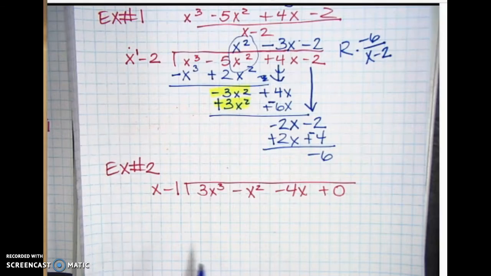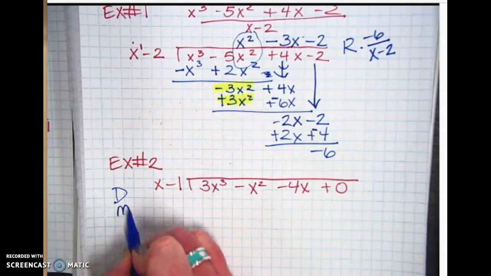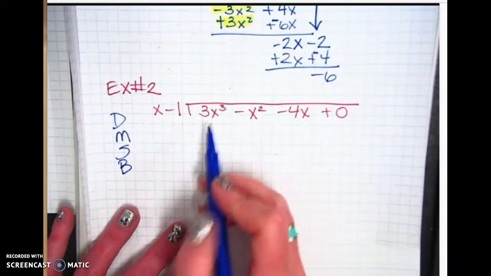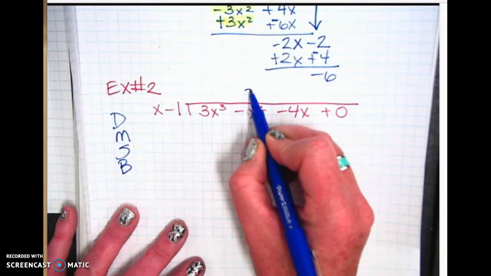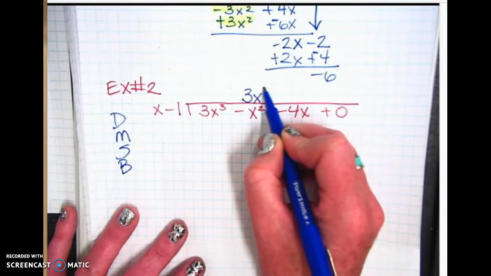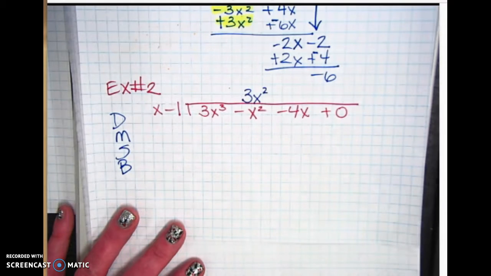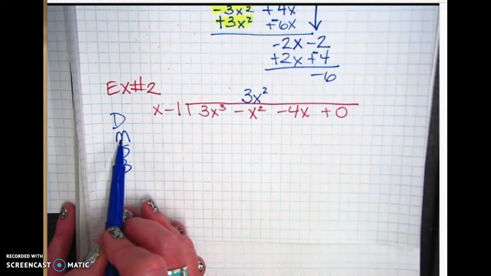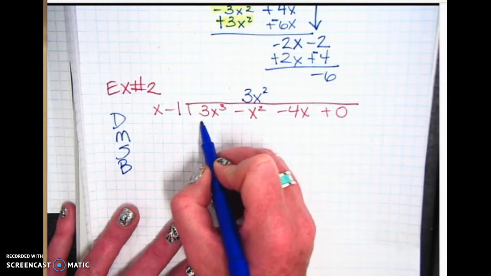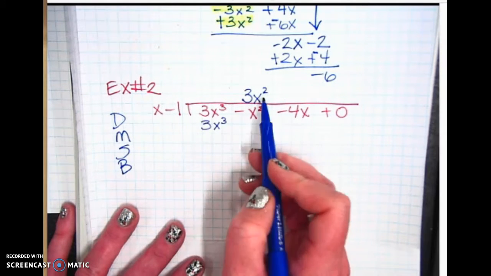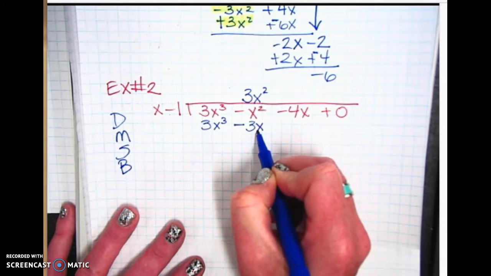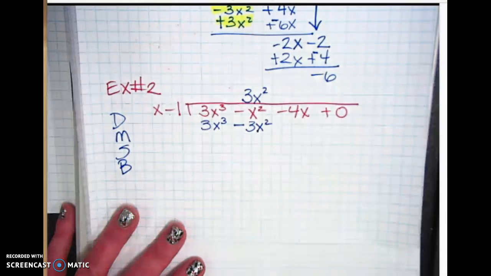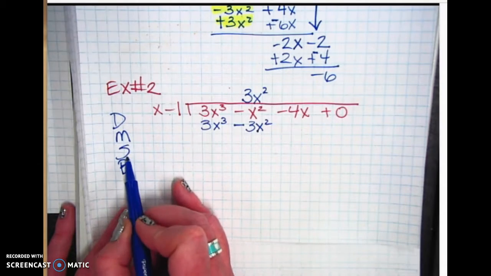All right. So let's start with DMSB. Okay, so first thing we want to do is divide. We're going to take 3x cubed and divide it by x. That goes in there 3x squared times. That's our D. Now we're going to multiply. 3x squared times x is 3x cubed. And 3x squared times negative 1 is negative 3x squared. That's our multiply.